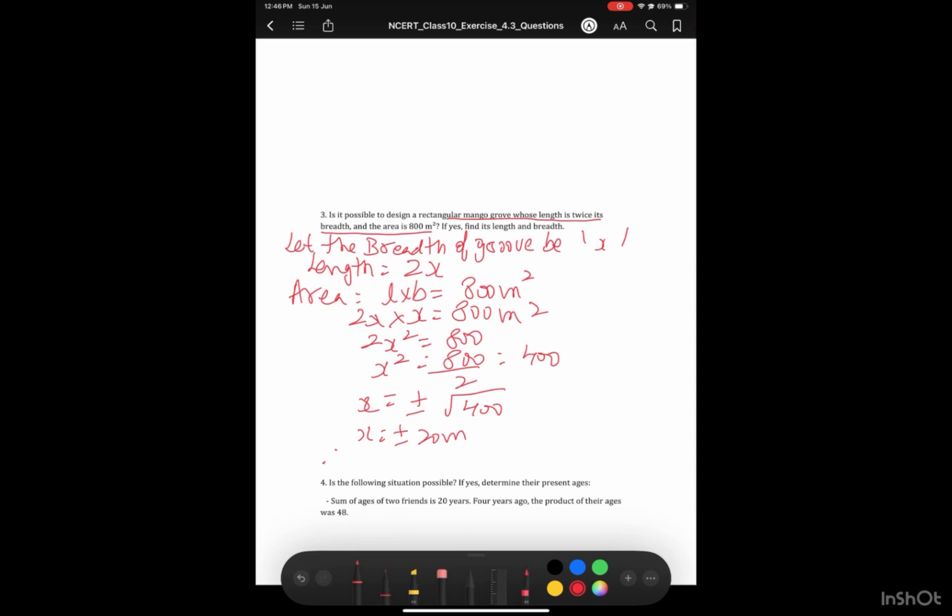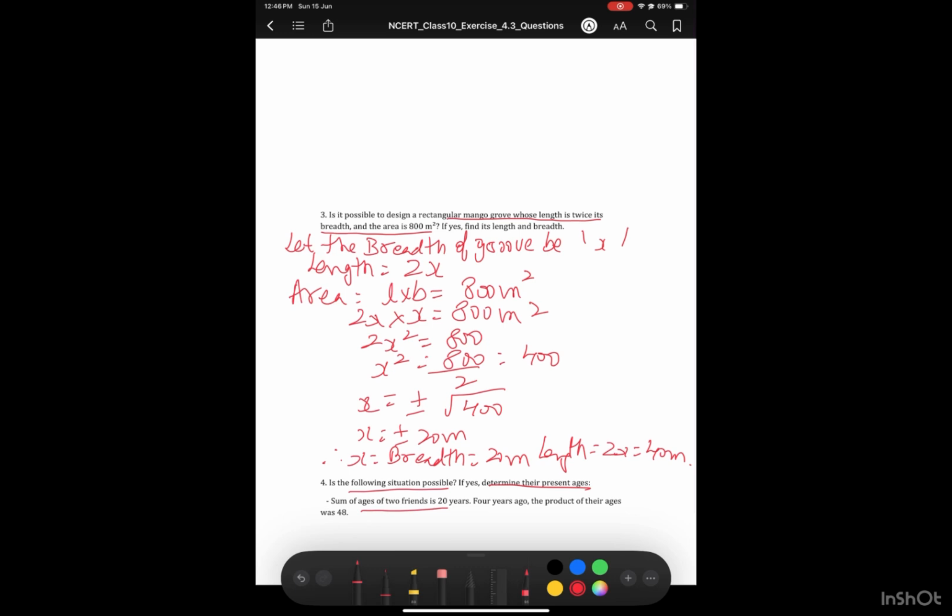If you don't know, do mention in the comment box. I'll let you know how to find this out. So x is equal to plus 20 or minus 20. Definitely minus 20 cannot be the breadth. So x would be 20 meter and length is 2x, that is 2 into 20, 40 meters. I hope this question is clear.